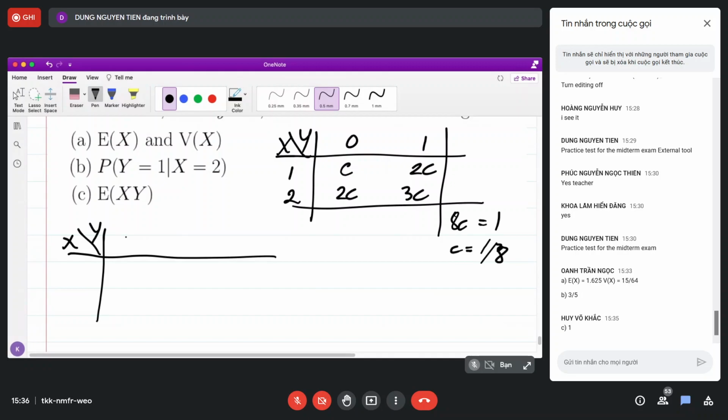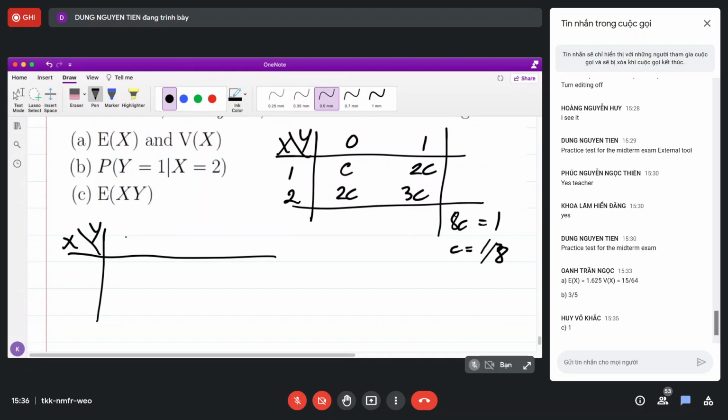Then I get 1 times the probability that x equals 1, y equals 1. X is 1, y is 1, you get 2 over 8. So you get 2 over 8 plus 2 times, this is going to be 3 over 8. And the final answer is 1. Is that all clear, everybody? That should be okay, right? Okay.